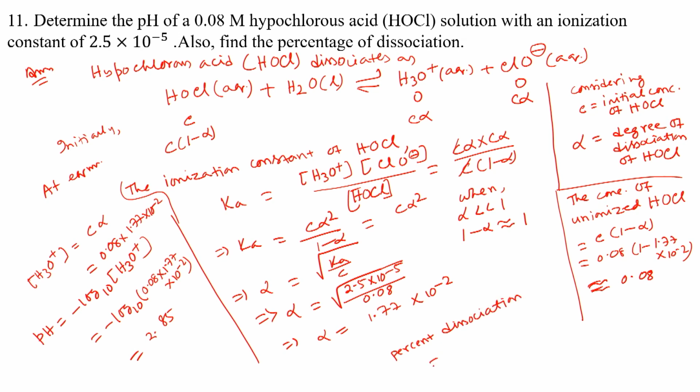So percent dissociation is 1.41 times 10 to the minus 3 divided by 0.08, times 100. So we get 1.76%. So this is the value of percent dissociation of HOCl here.